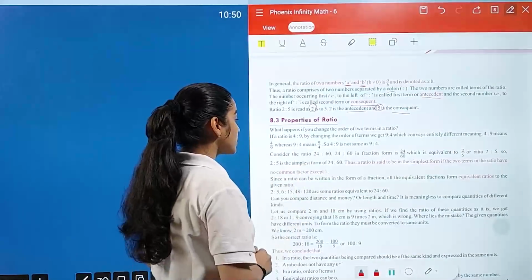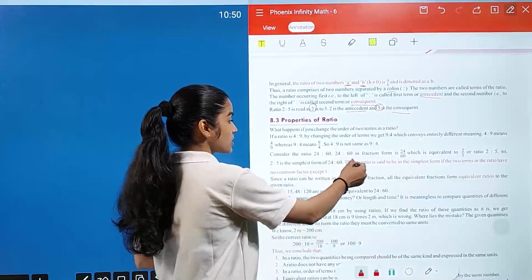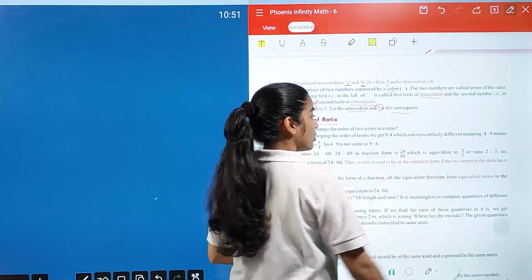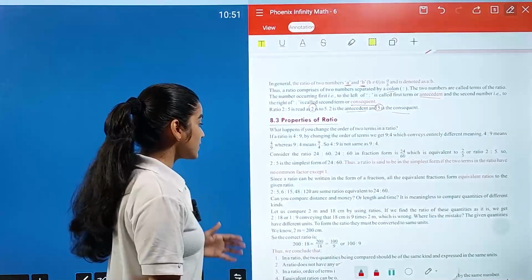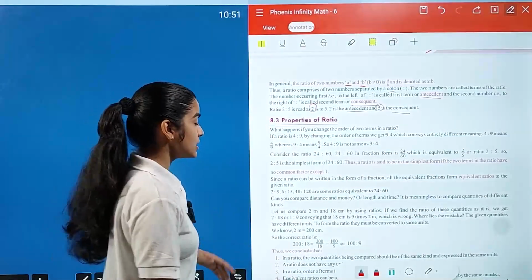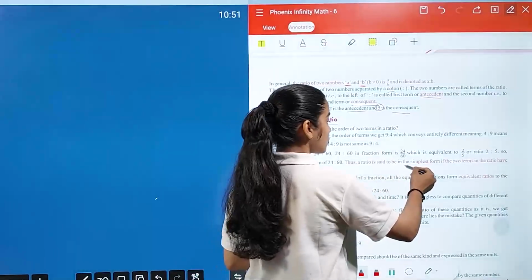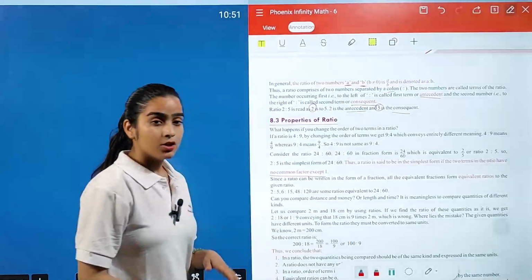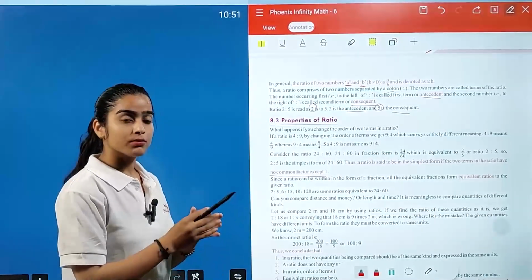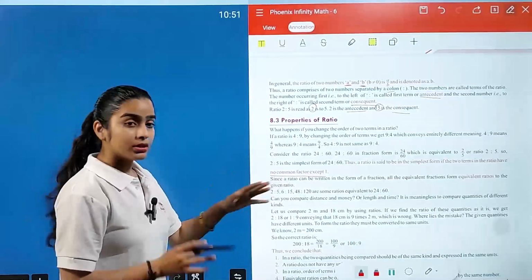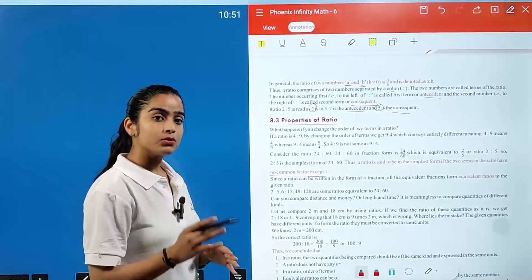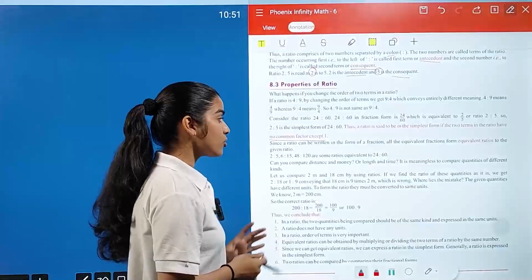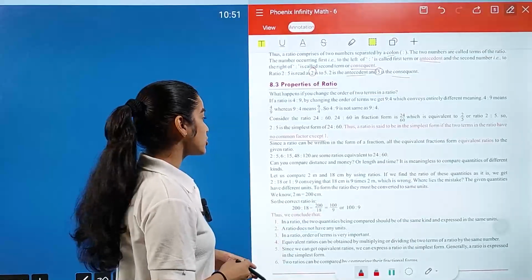Now consider the ratio 24 is to 60. In fraction form it is 24 upon 60, which is equivalent to 2 by 5, or the ratio 2 is to 5. So 2 is to 5 is the simplest form of 24 upon 60. Thus a ratio is said to be in simplest form if the two terms in the ratio have no common factors except one. The simplification process of a fraction is similar to the simplification process of a ratio. Since a ratio can be written in the form of a fraction, all the equivalent fractions give equivalent ratios to the given ratio.